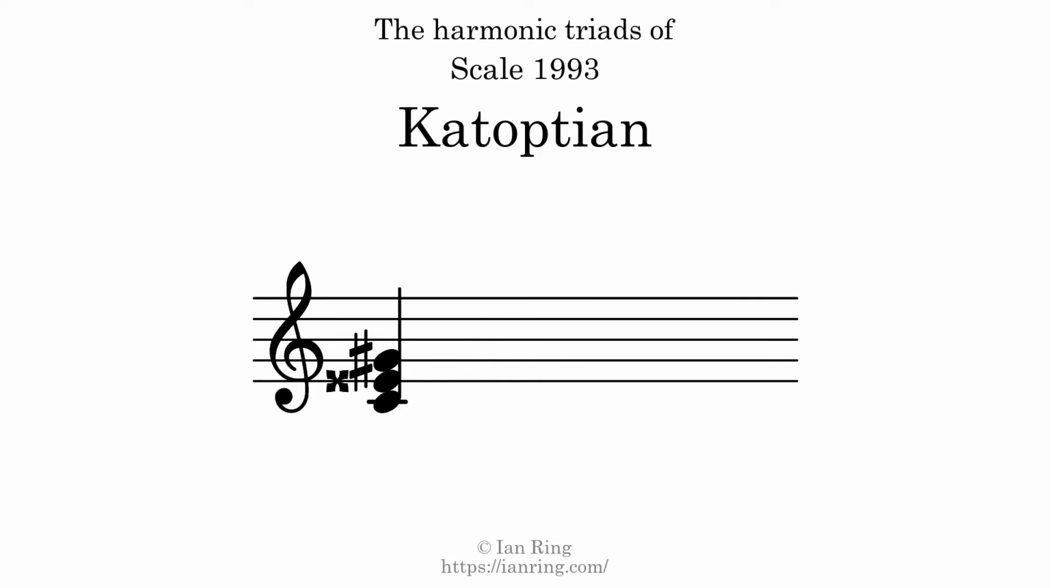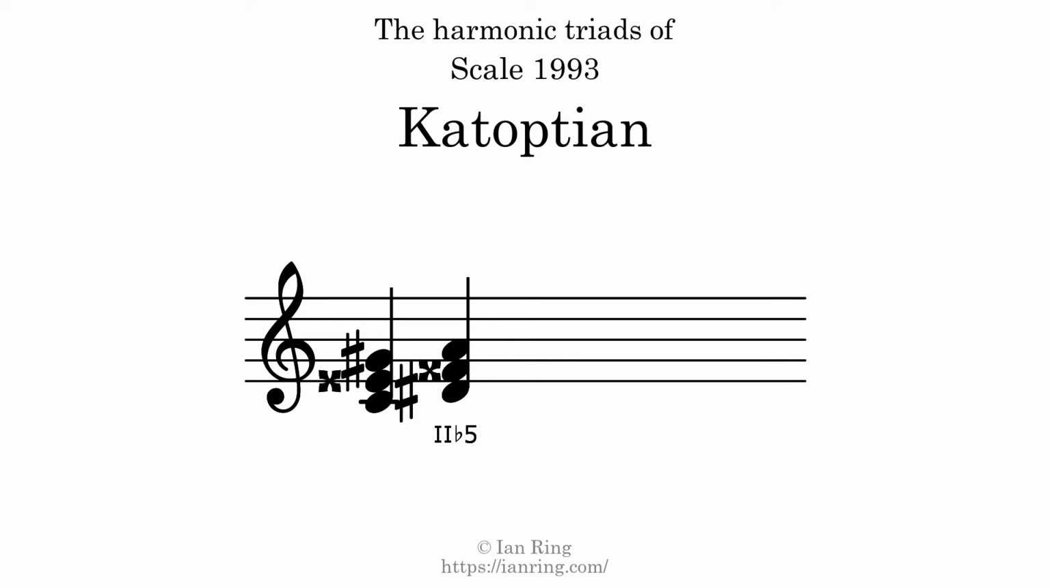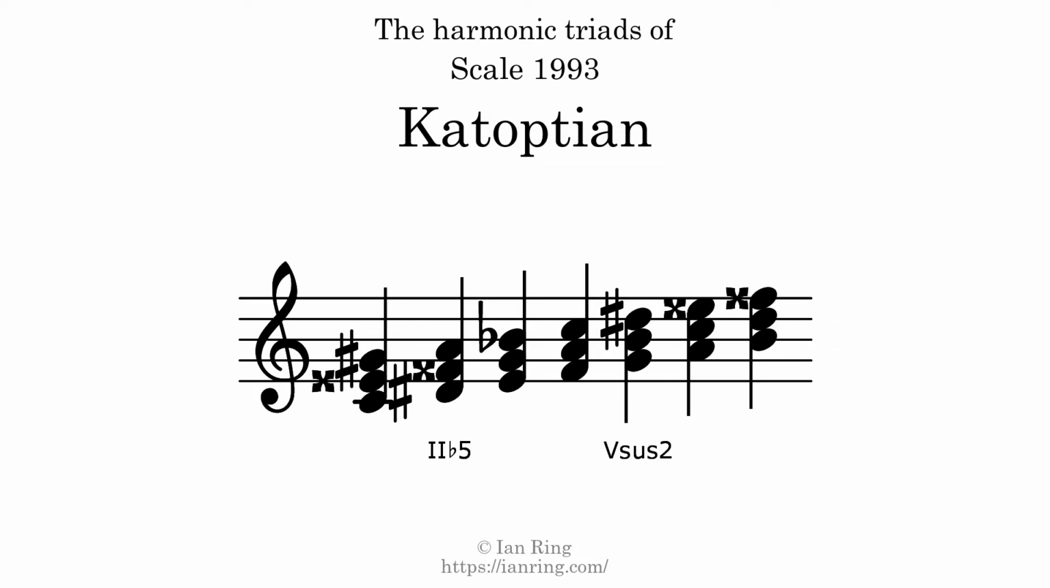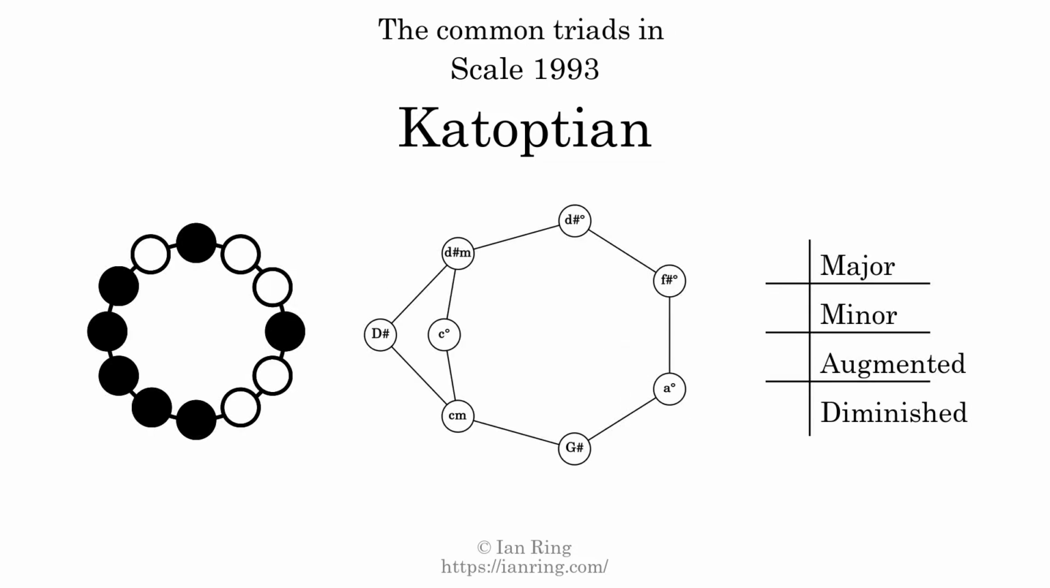Here are the harmonic triads present in this scale. Unnamed. Major flat 5. Unnamed. Unnamed. Sus 2. Unnamed. Unnamed. Here are the common triads present in this scale. The diagram in the center is a graph of parsimonious voice leading between triads.